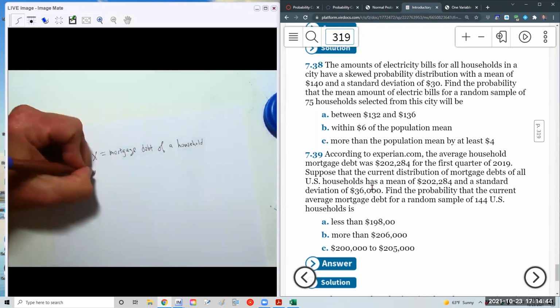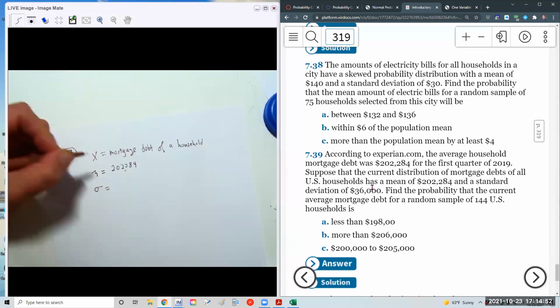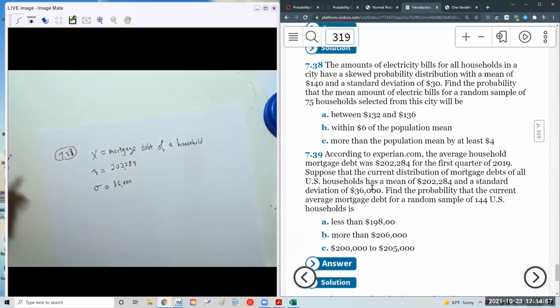And the population mean mortgage we're assuming is 202,284. And standard deviation is $36,000. Okay, now the question. Find the probability that the current average mortgage debt for a random sample. So this is asking us to find the probability about a sample average X bar.